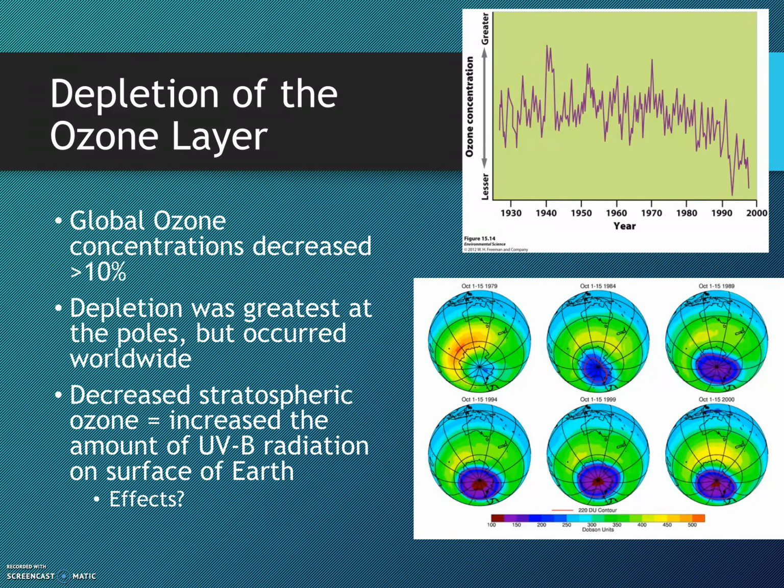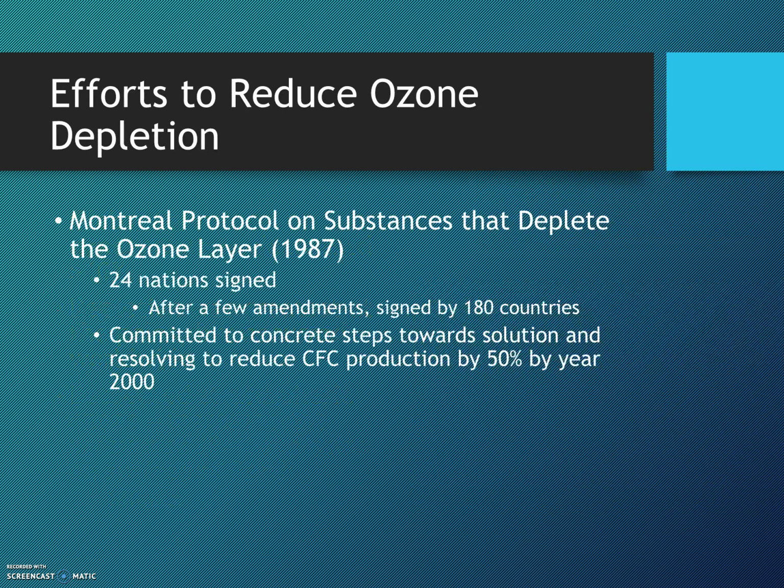When the ozone level goes down, we increase our UVB rays. They're increased now by 4%, which is harmful to cells and harmful to photosynthesis, which will decrease. It increases cancer. And in 1986, there was a big meeting in Montreal, which seemed overwhelming. What are we going to do about this problem? And in 1987, the Montreal Protocol was signed, and that's a big deal. 24 nations signed, and then we made a few amendments, and 180 countries signed.